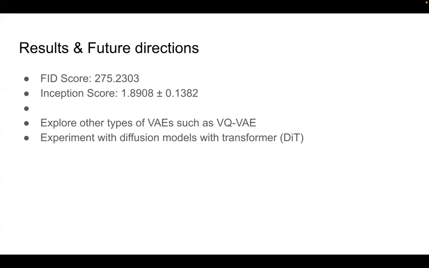Regardless, for future directions, we still plan to explore other types of VAE for improvements, such as VQ-VAE, which learns a discrete latent space rather than a continuous one. We will also experiment with different architectures of the UNet models and explore options like diffusion models with a transformer, which achieves the state-of-the-art FID of 2.27 on the ImageNet benchmarks.